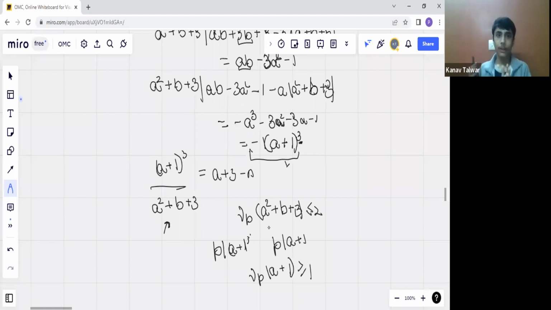But for a squared plus b plus 3 to divide something, all we need is that VP of that something be at least 2. And when we cube a plus 1, we get that VP of a plus 1 whole cube is at least 3. So all we need for a squared plus b plus 3 to divide some number is that VP of that number be at least 2. That would be sufficient. Does that make sense?